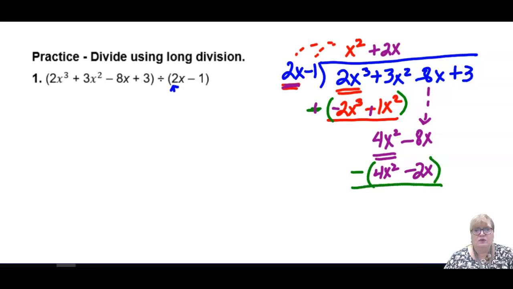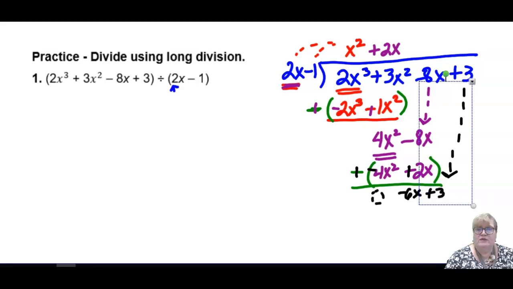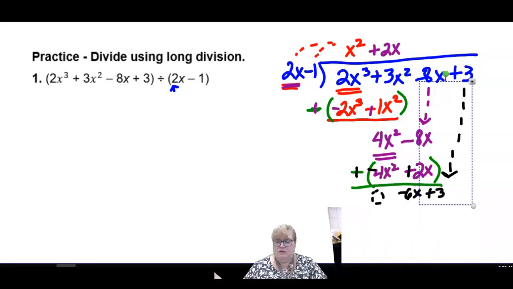or we can do plus, change the sign here, and change the sign here. So this will become 0. But negative 8x plus 2x will be negative 6x. And then I'm going to bring down this plus 3. And then I'm going to move myself somewhere else.